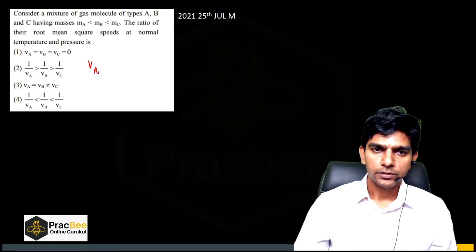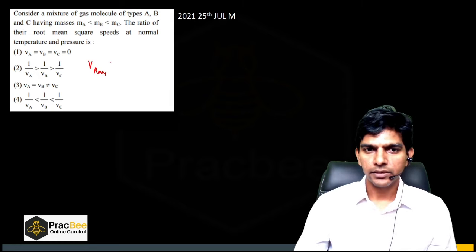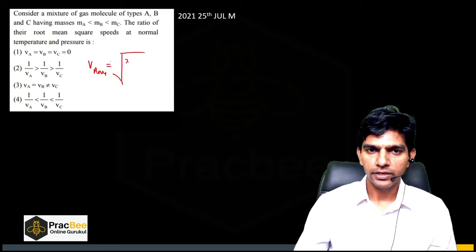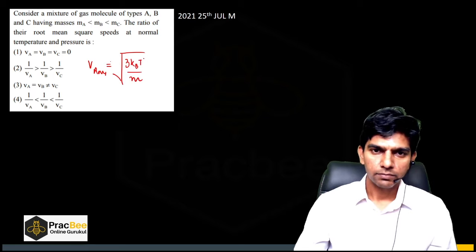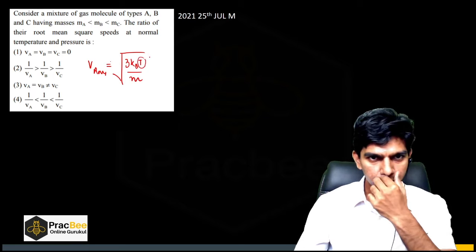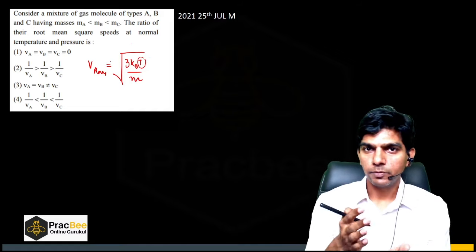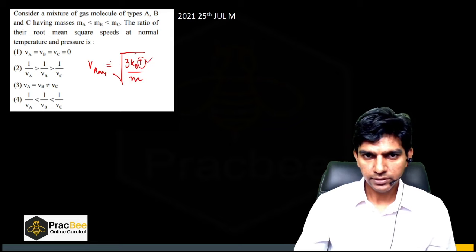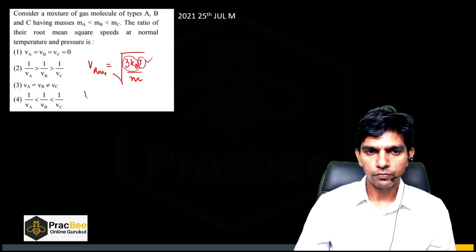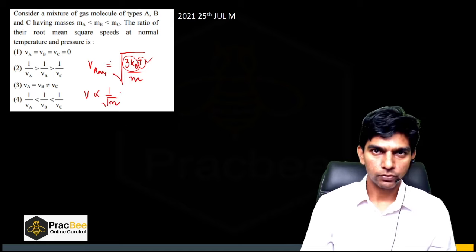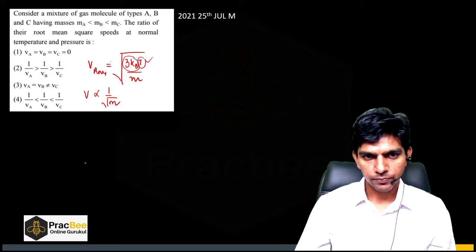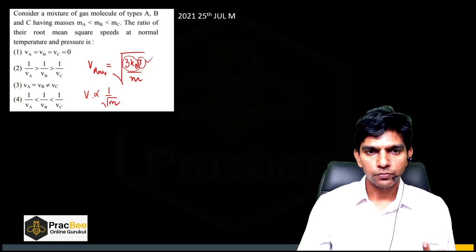We know that Vrms is given by this formula, root of 3 kBT by m. Now in this case, the temperature is the same for all the 3 gases, or you can say we have a mixture, right? We have a mixture. So if we have a mixture, the temperature will be the same for all the gases. So temperature is the same, 3 kB is also the same. So we can say Vrms is inversely proportional to the square root of the mass of the molecule. Now we have different masses, so V is inversely proportional to square root of mass.